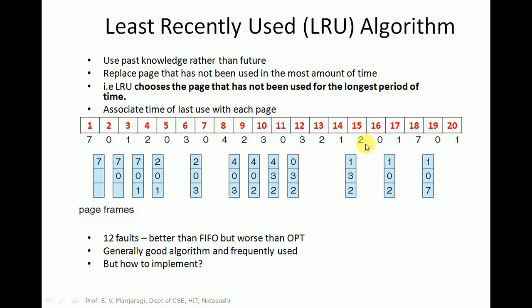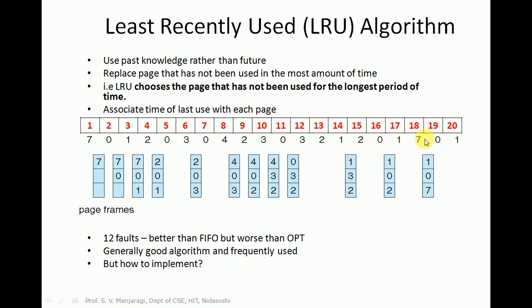Next we go for the 2. 2 is already there in the memory. We go for 0. 0 is not there in the memory. Go for the replacement. So we replace the 3 with 0 because it is not used for the longest period of time. Next we'll go for the 1. The next page in the reference is 1. 1 is already there in memory. So no replacement is required.